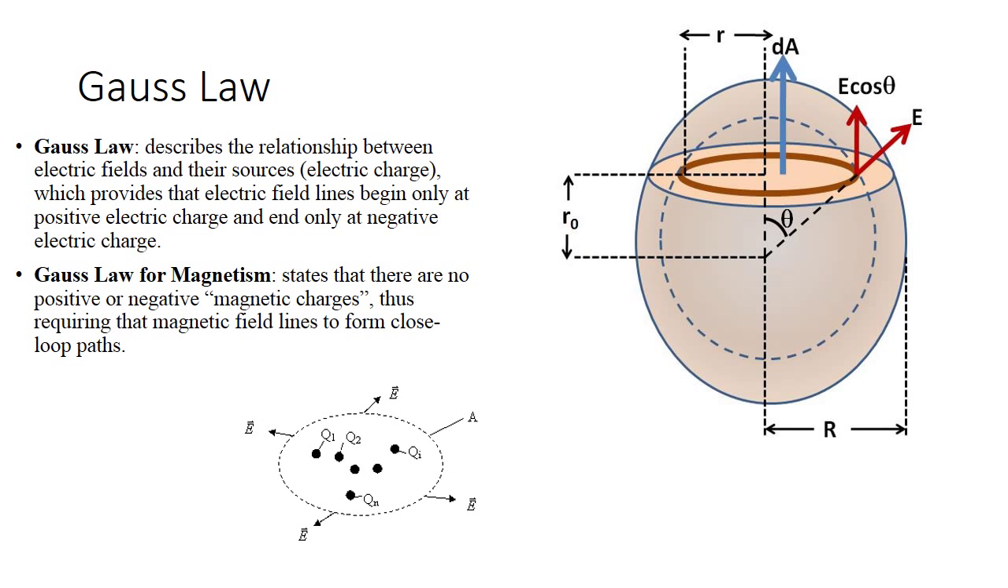Now we'll look at a little bit more of Gauss's law. It describes the relationship between the electric field and its sources, electric charge, where the electric field lines begin only at positive electric charge and end only at negative electric charge. Gauss's law for magnetism states that there are no positive or negative magnetic charges, thus requiring magnetic field lines to form closed loop paths.